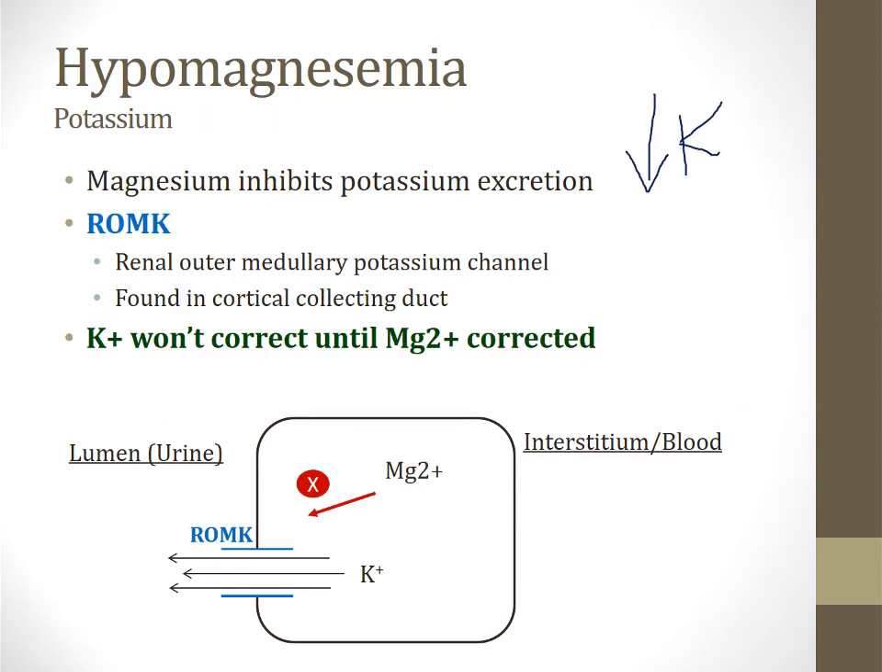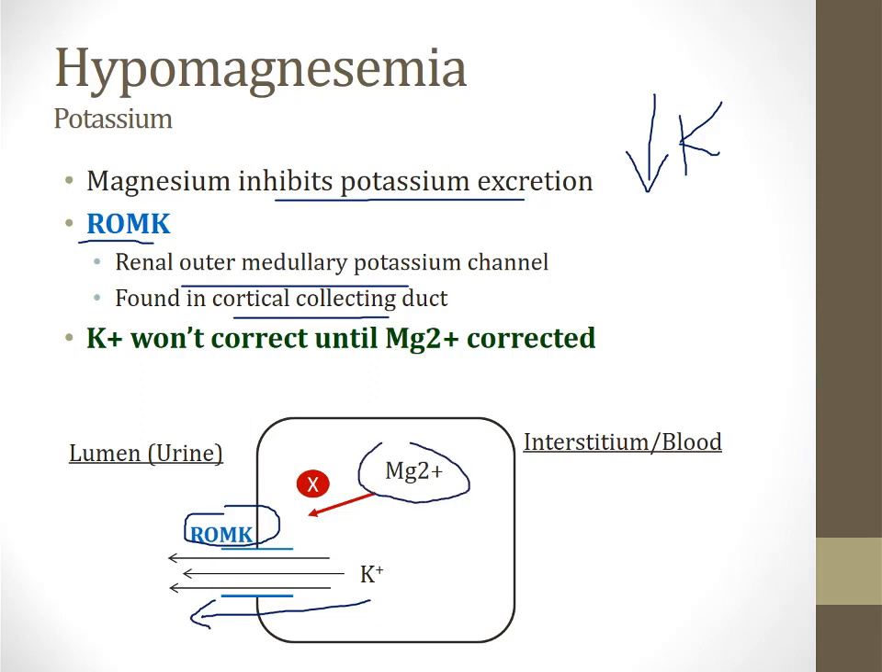Patients with hypomagnesemia also classically develop hypokalemia. And the reason for this is because magnesium inhibits potassium excretion under normal circumstances. In the kidney, there is a potassium channel called ROMK. This stands for the renal outer medullary potassium channel, and it's found in the cortical collecting duct. So let's look at the bottom of the screen. Here's a cell in the cortical collecting duct, and here's this ROMK channel, which can allow potassium to go out in the urine. However, this channel is inhibited by magnesium.